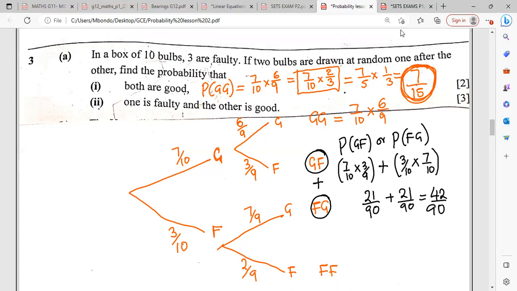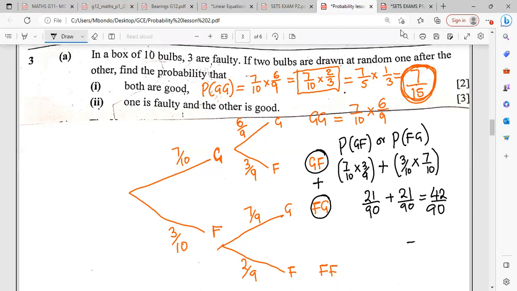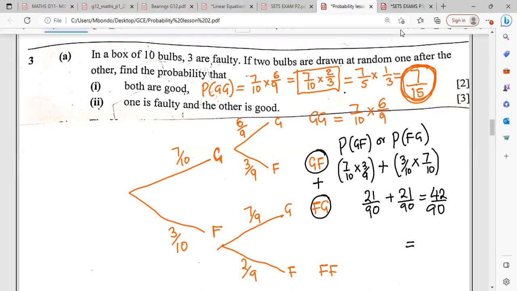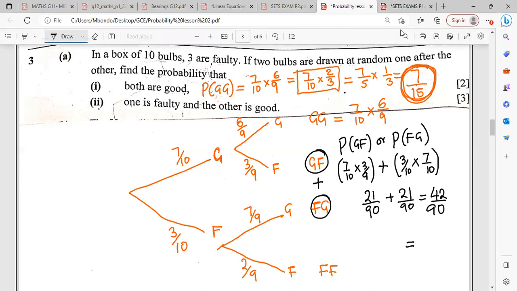So you can use 6 here. 6 into 42 will give you 7, and 6 into 90 will give you 15. So again, we're going to have 7 over 15 as our answer here. I hope that is very clear and we have gotten it.